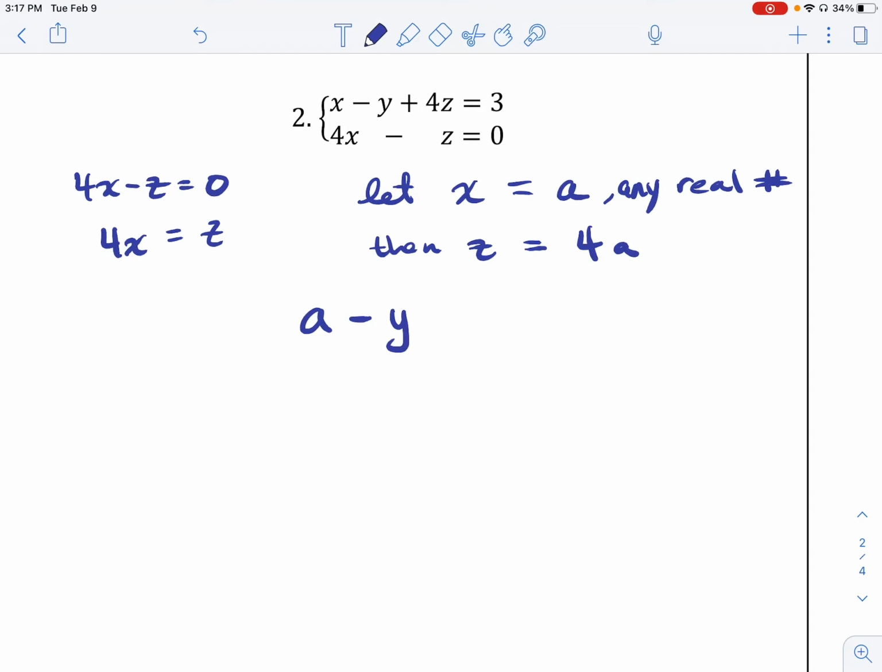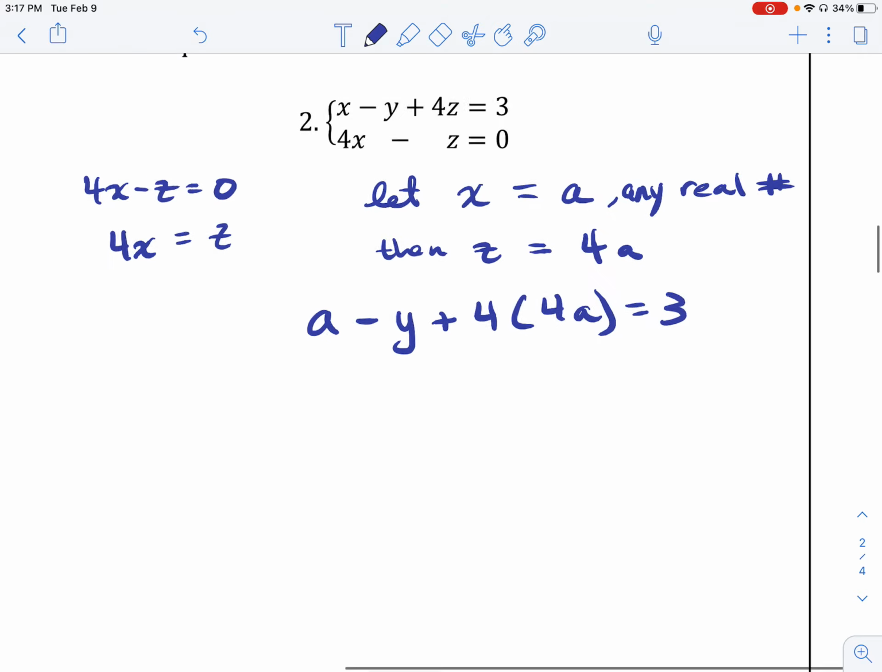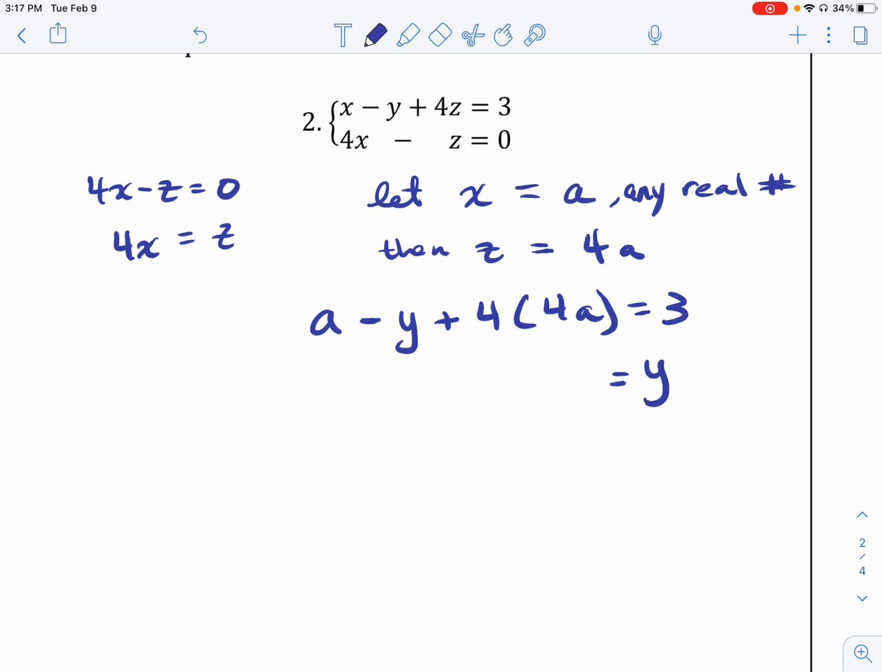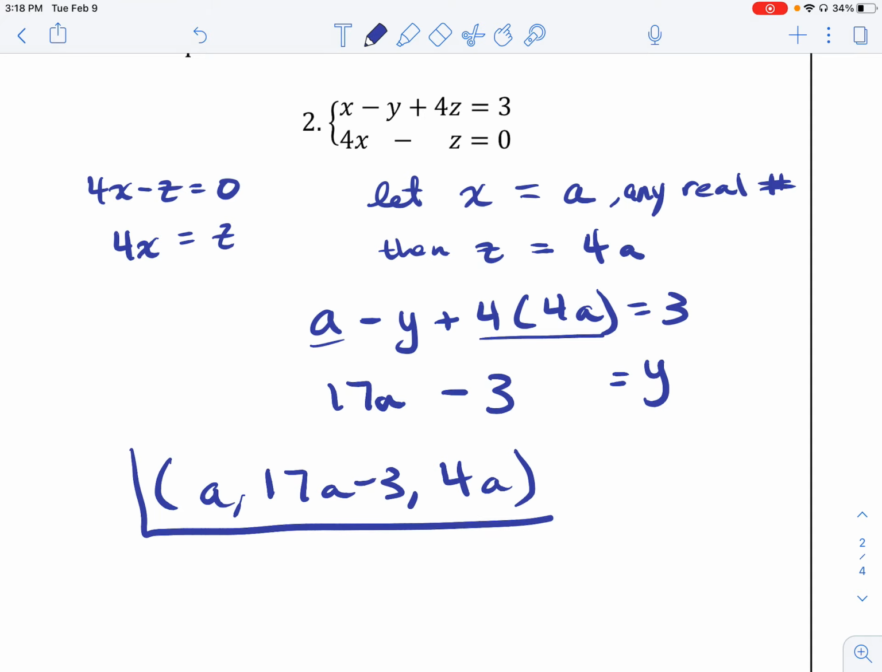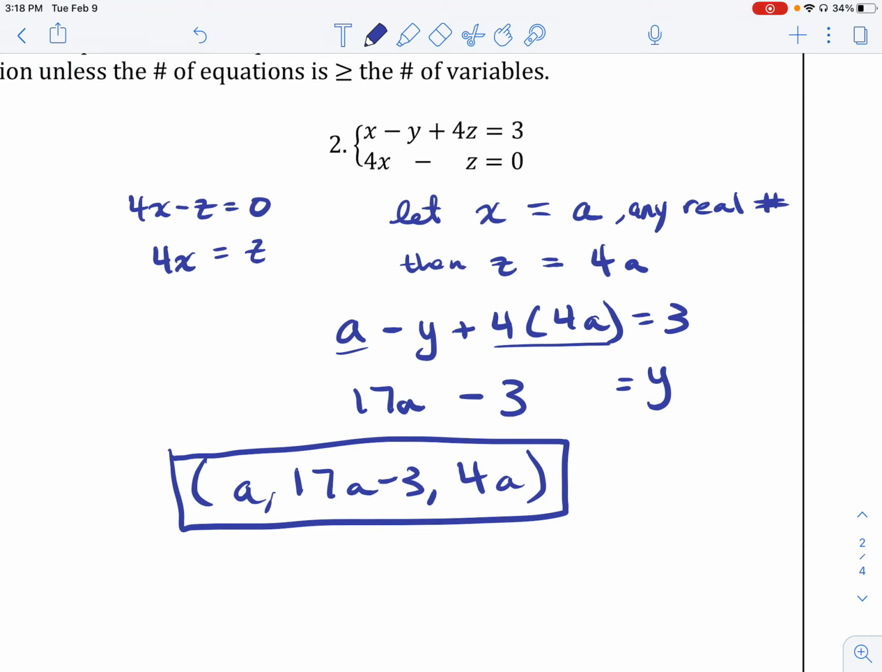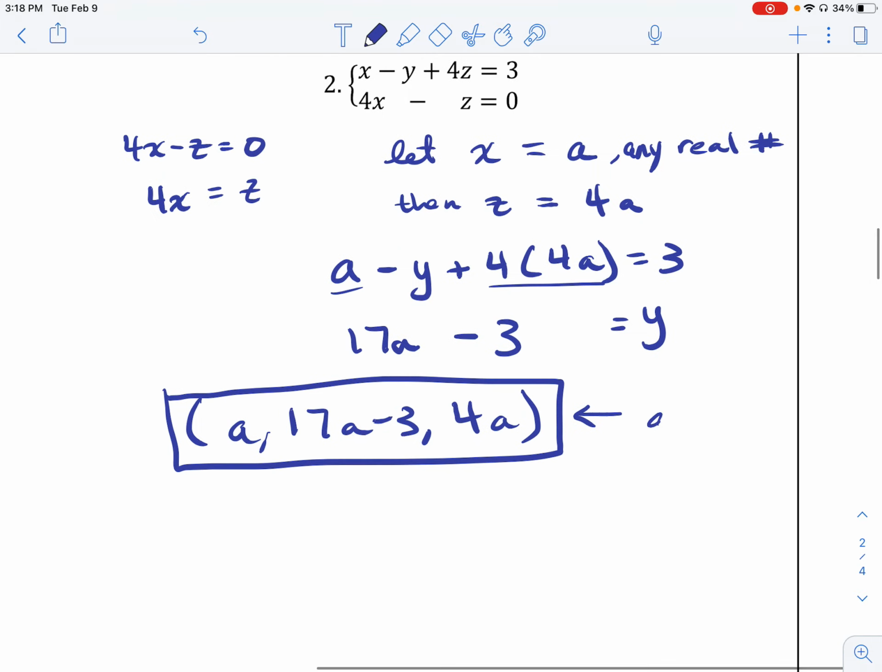So a minus y plus 4 times z, and z we just said was equal to 4a, that's equal to 3. So just to isolate y, we can say y is equal to, let's see, that's a plus 16a, that's 17a minus 3. So we would write our general solution as x is a, y is 17a minus 3, and z is equal to 4a. There is my general solution. This is a way for us to find any given point. This is a way of showing the line that contains all those infinite solutions. So this is my general solution.